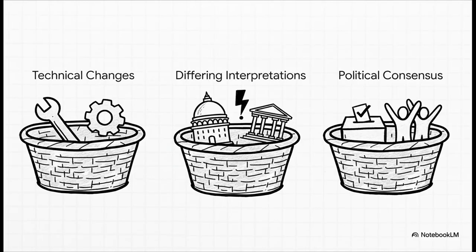For your exams, just remember these 3 easy categories. Think of them as 3 different baskets. First, you have the small technical or admin changes, simple stuff, like changing the retirement age for judges.